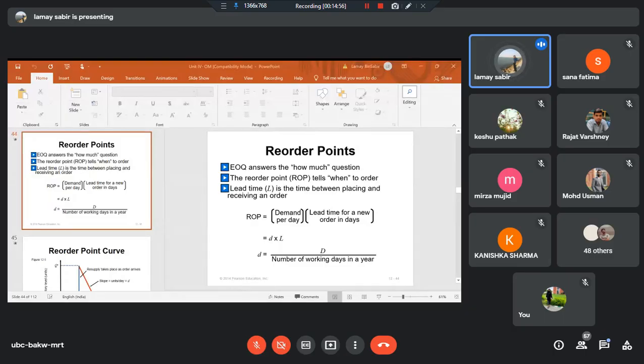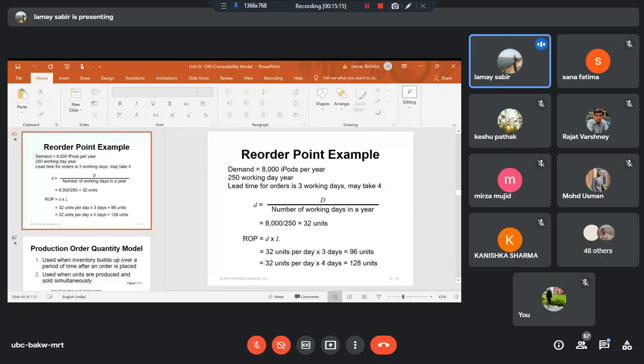Now things will become clearer if I show you the numerical problem. And I'm again repeating that feel free to discuss if anything is not clear, because we believe that this is the first time you are learning this concept of inventory management. So feel free to discuss. I will show you a numerical problem that will help you to understand.